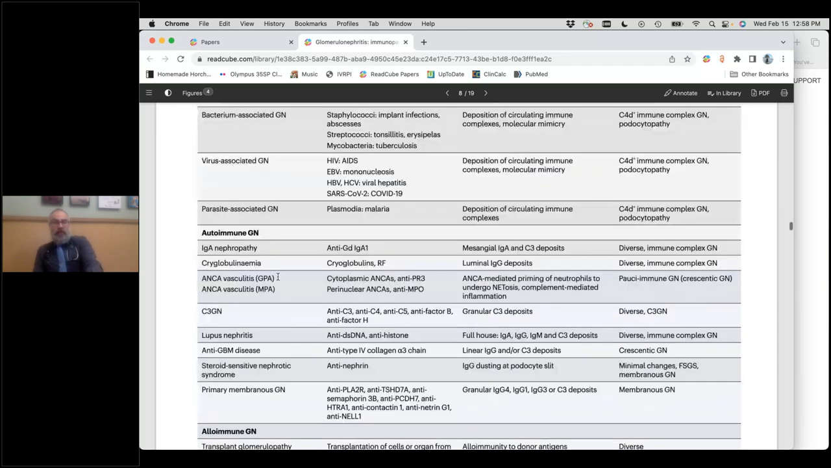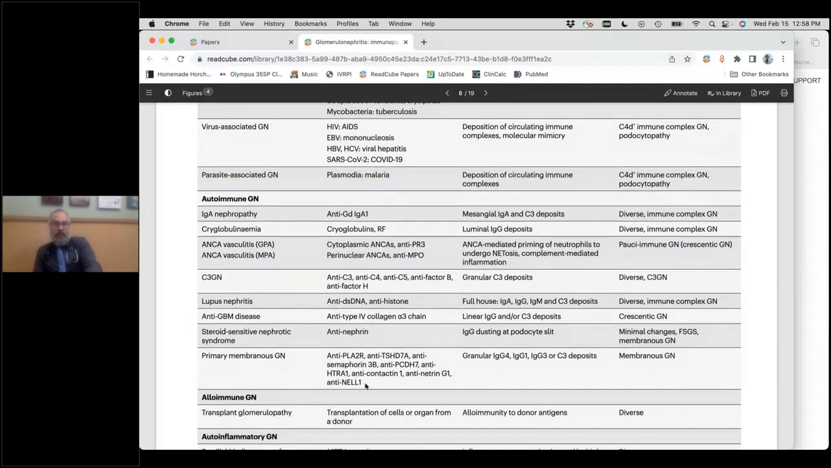They give targets here, which are basically the blood tests that Rachel was alluding to. So anti-PLAR, anti-nephrin, anti-NELL1. These are all blood tests that can be done in people. Maybe not every single one of these, but the vast majority have a serologic test. There might be some that would be a urine test as well.